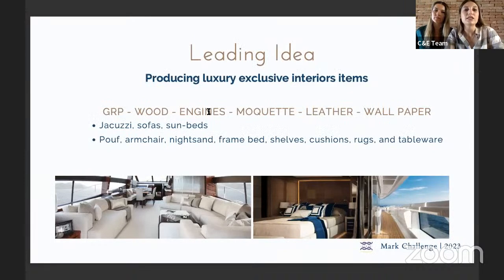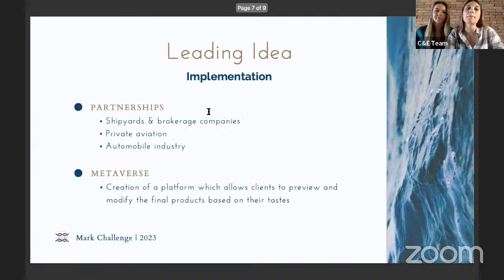Our leading idea is to produce luxury exclusive interior items by using GRP, wood, engines, moquette, leather, wallpaper, which are pre-existing in the yachts, by creating products such as jacuzzi, poof, armchair, tableware, cushions, all those products that can be reused and put in newly constructed yachts. Of course, we want to create partnerships with shipyards and brokerage companies in order to avoid letting these yachts sink, and also to give incentives to clients to use sustainable products.